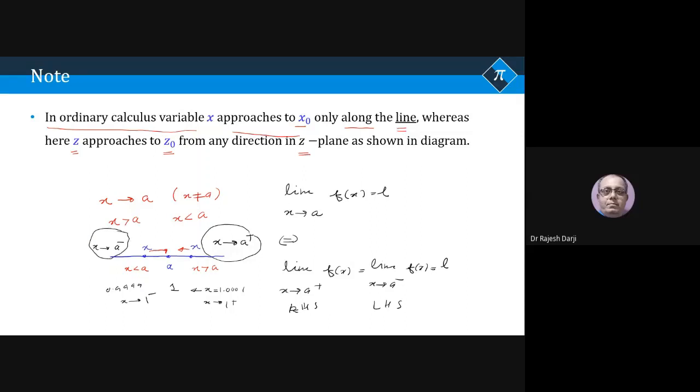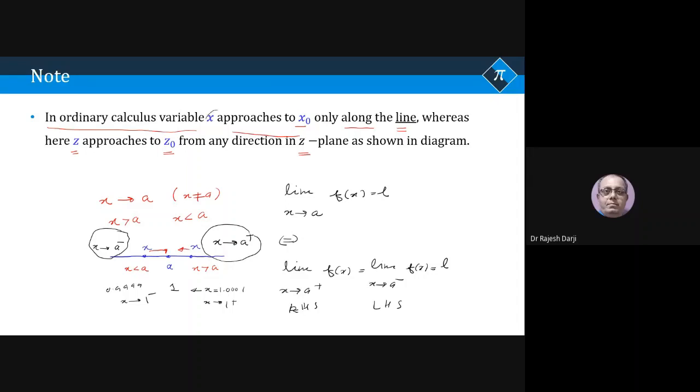Is there another way, a third possibility? Syam Singh, is there any third possibility? No, sir. Okay, because x is only moving on the line, so in both cases you have to check this. But the scenario in the complex number is different. Look at this. Now you understand this first line.